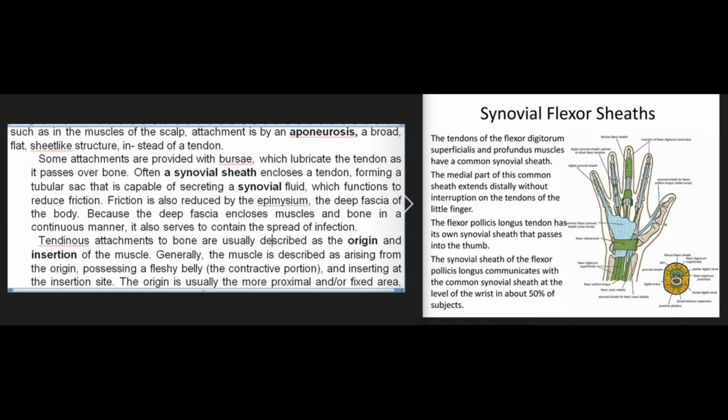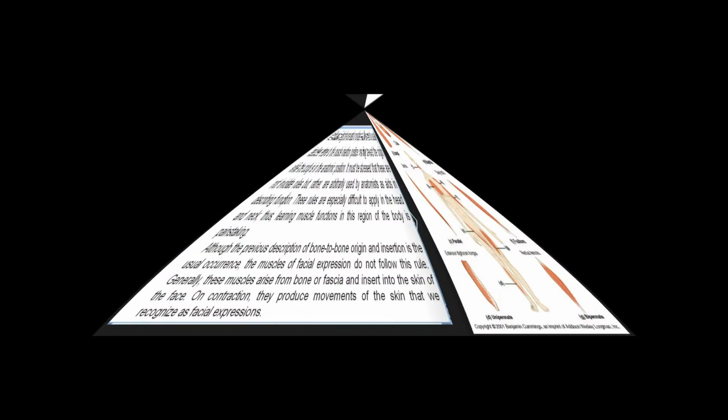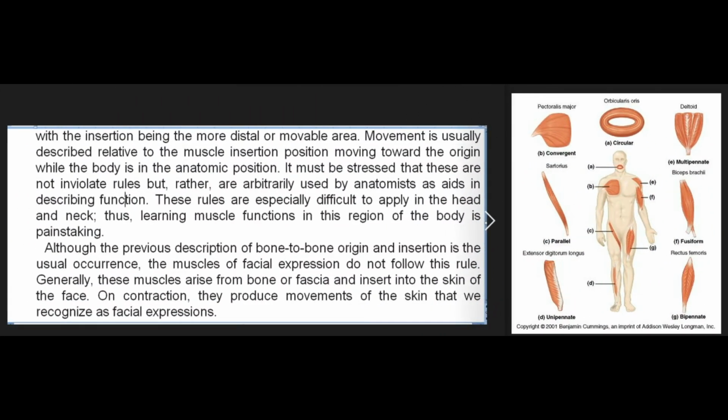Tendinous attachments to bone are usually described as the origin and insertion of the muscle. Generally, the muscle is described as arising from the origin, possessing a fleshy belly, the contractive portion, and inserting at the insertion site. The origin is usually the more proximal and/or fixed area, with the insertion being the more distal or movable area.